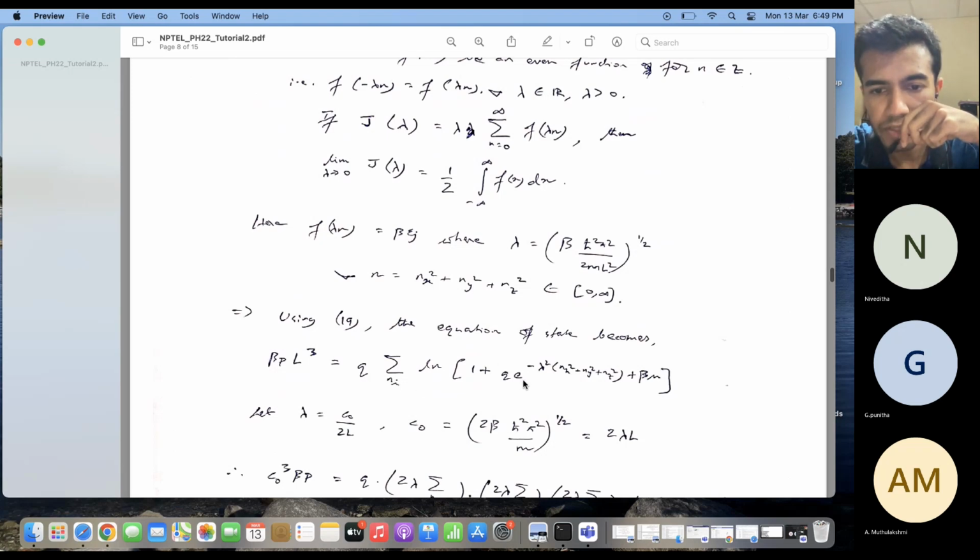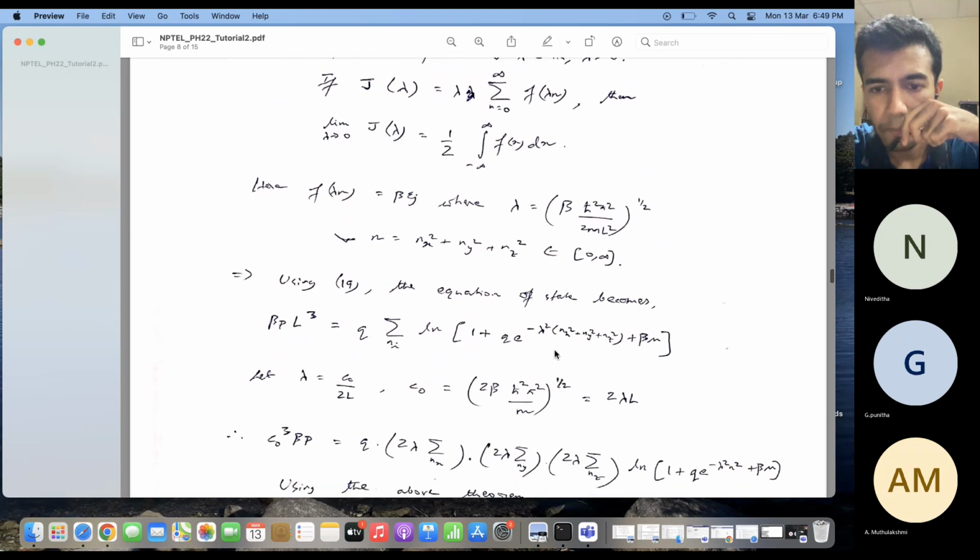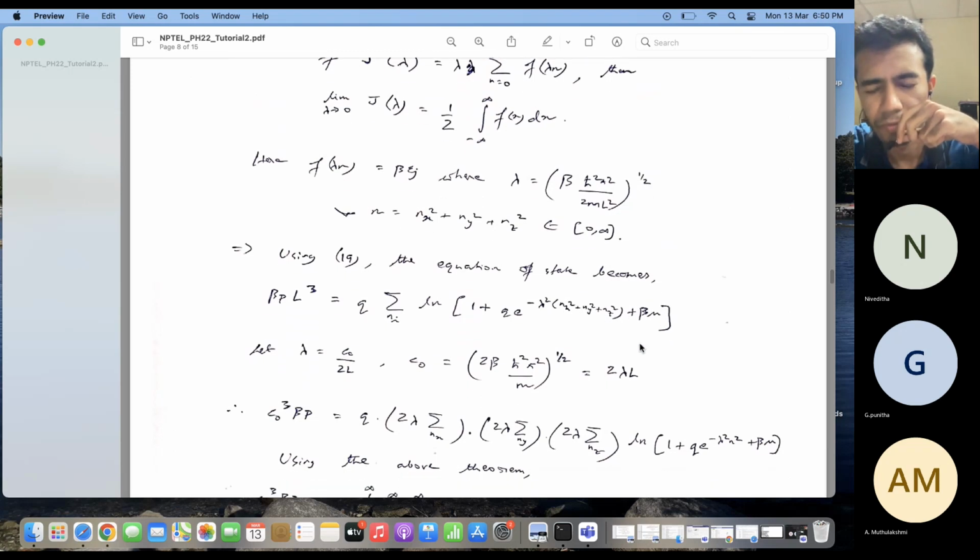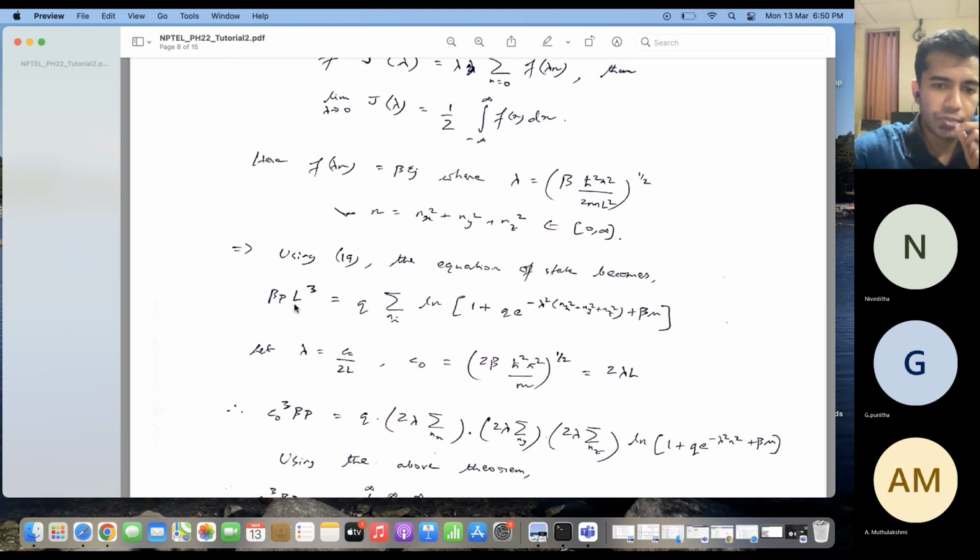...into log of 1 plus q into e to the power minus lambda square nx square plus ny square plus nz square. Okay, so this is nothing but beta epsilon j. So beta into epsilon j is equal to lambda square into this quantity plus beta mu. This is my right hand side, and on the left hand side I had beta p into volume. Here L cube is the volume of the box, so I substitute L cube in place of V.